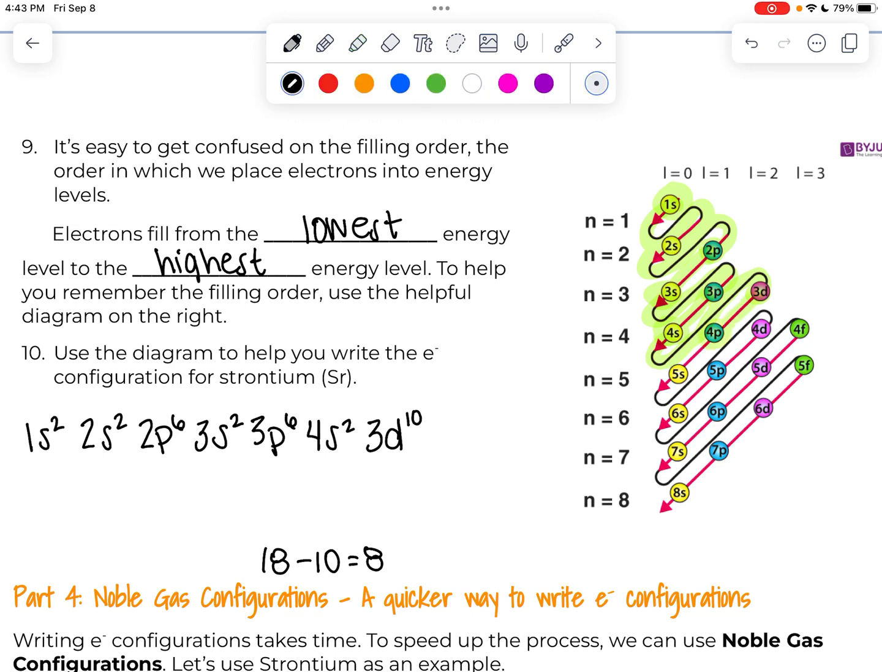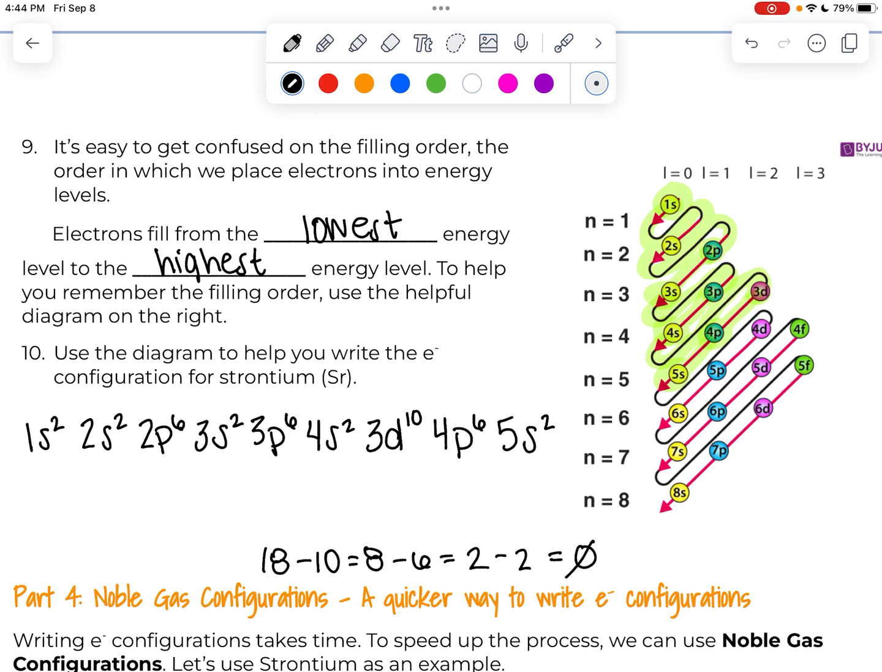What comes next in the filling order? 4p. So 4p comes next. I can fit 6 electrons in there, minus 6, and I've got 2 left. How convenient. The next energy level to fill is 5s. So in here, we've got 5s, and I can fit 2 electrons, which is exactly how many I have left. No more electrons left to fill, and this is the ground state electron configuration for strontium.